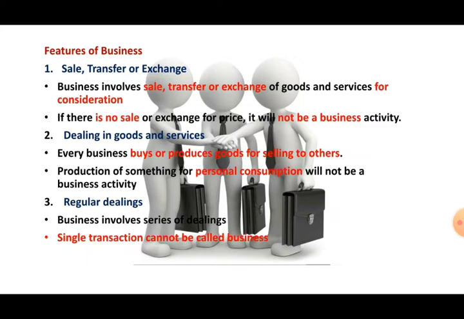Buying from the producer and selling it to the retailer, so the wholesaler is exchanging goods. He is a businessman. Retailer, buying it from the producer and selling it to the consumer. That means buying from one place, selling it to another place. Retailer, he is also a businessman. So dealings in goods and services is an important aspect of business, where the businessman buys or produces goods for selling it to others. And if the intention of a person is not to exchange goods, he may produce or he may buy for personal consumption. So if he is buying or producing for personal consumption, it will not be termed as business.